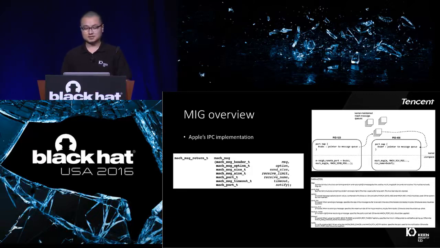And the second thing is that it contains not only the simple message, but also some complex message, because sometimes you need to not only send some simple message, but also something like send a port to another process, or sometimes you need to send a pointer to another process, so that the kernel has to be involved to do the address mapping or the port mapping.